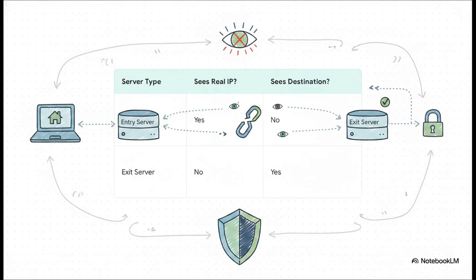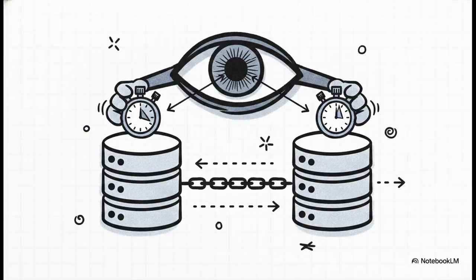The entry server sees your real IP, but not your destination. The exit server sees your destination, but absolutely no idea what your real IP is. The beauty here is that no single node has the full picture of who you are and where you're going. You can actually find this built right into tools today. Proton VPN offers this under the name Secure Core, NordVPN calls it Double VPN, or hey, you can manually chain two WireGuard configurations together yourself if you really know what you're doing.